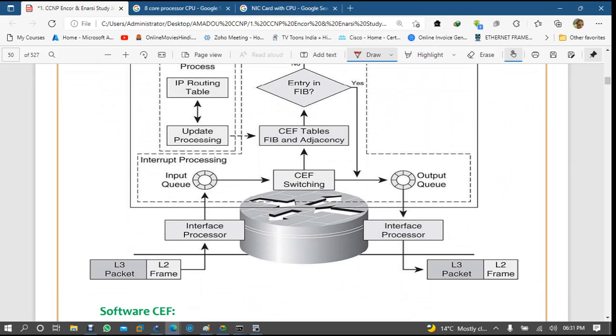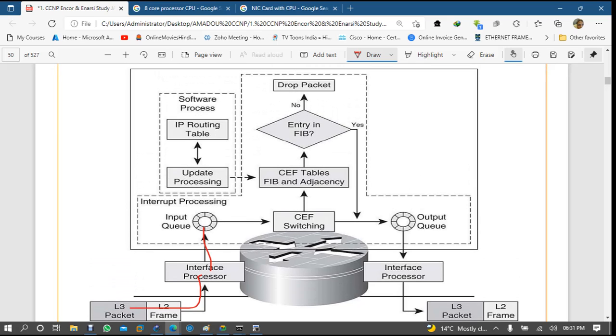Same here, you see the packet came to the interface, and first it will go to the CEF switch, and then it will come here to the table. If there is no entry, it will drop. But if there is an entry, and the entry has been copied from the routing table, it will forward it to the destination.